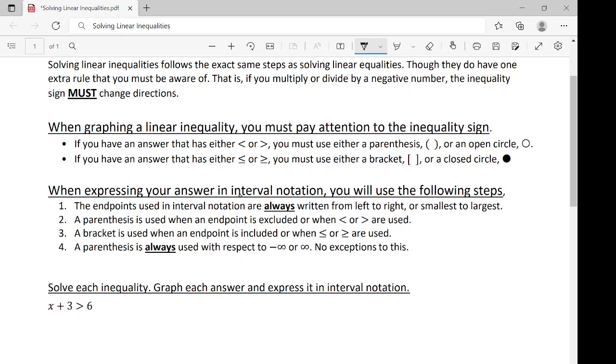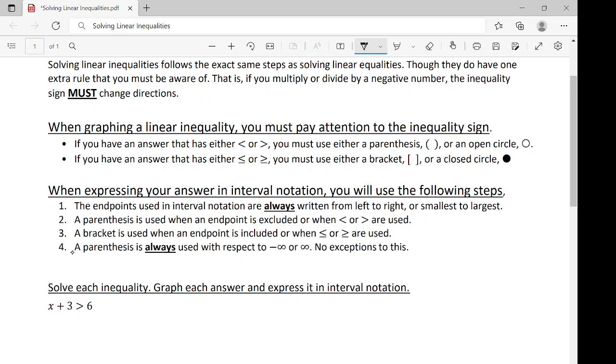When you're expressing your answer in interval notation, you will use these steps. Endpoints used in the interval notation are always written from left to right, or smallest to largest. A parenthesis is used when an endpoint is excluded, or when you're using less than or greater than. A bracket is used when an endpoint is included, or when less than or equal to or greater than or equal to are used.